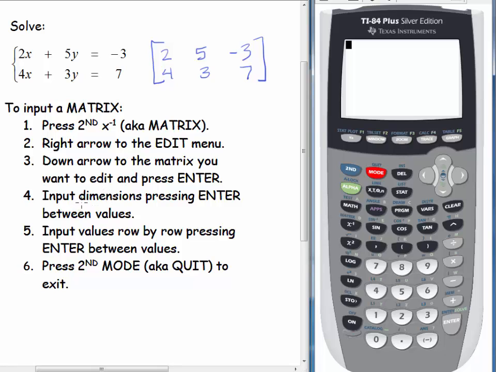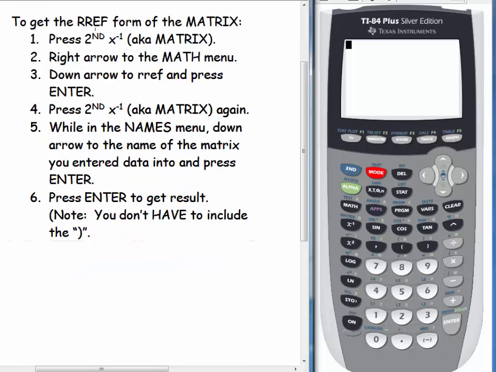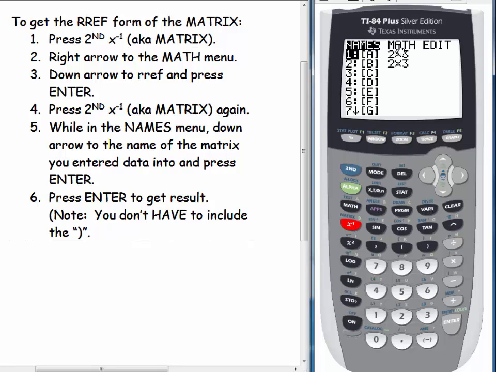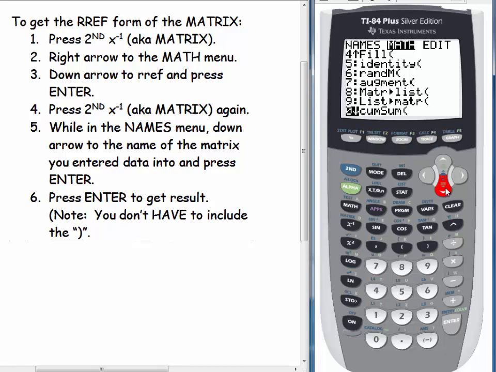Now let's look at how we would solve this matrix using the calculator. To solve the matrix, we need to put our matrix into RREF form. To get to that, we're going to press second again and go back to our matrix menu, so press X inverse, and then we're going to right arrow over to the math menu and scroll down until we get to RREF. Notice there's REF and RREF, and we want the RREF.